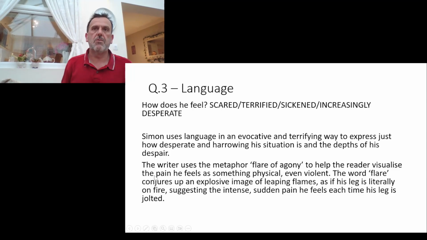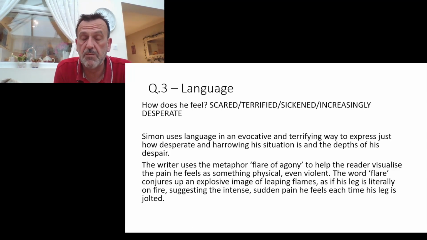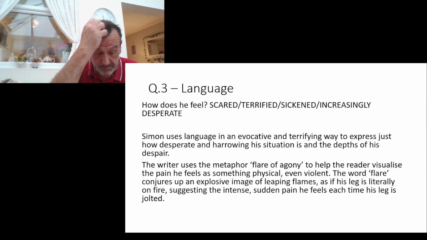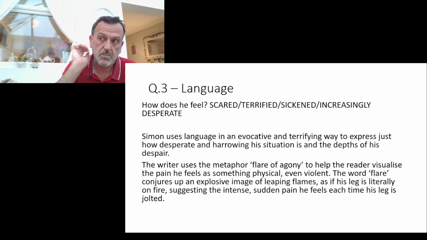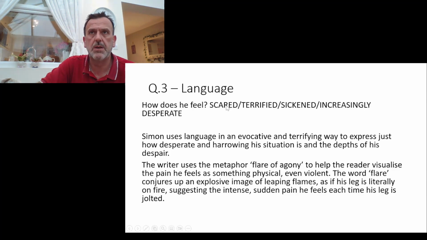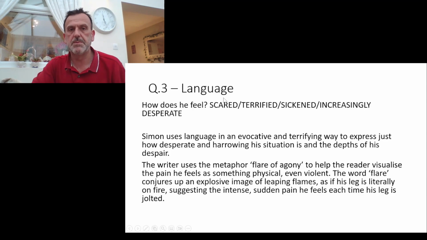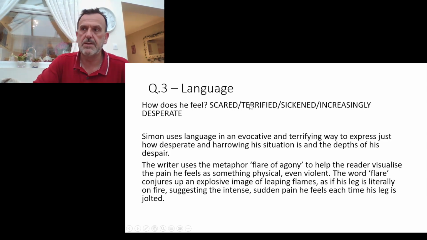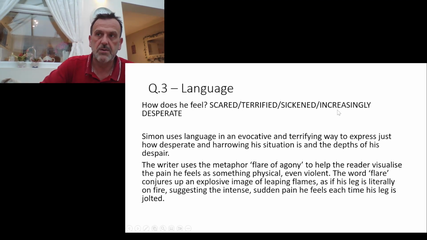Right then, question 3, the language one. Now this is obviously 12 marks. It's the last language specific question you're going to do in your GCSEs. And again, a quick plan is just to think of the overview. So what is the summation of the language and techniques? The fact that he's scared, terrified, sickened, increasingly desperate. All those things are conveyed through the language use, and then you just explain how you got to these.